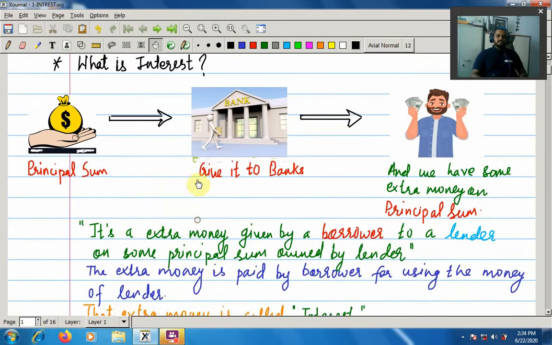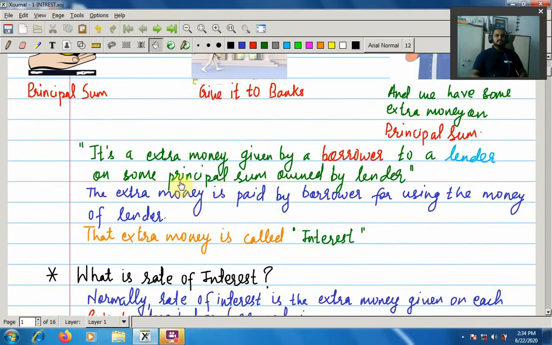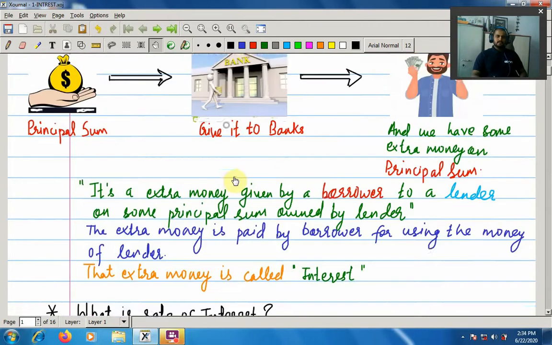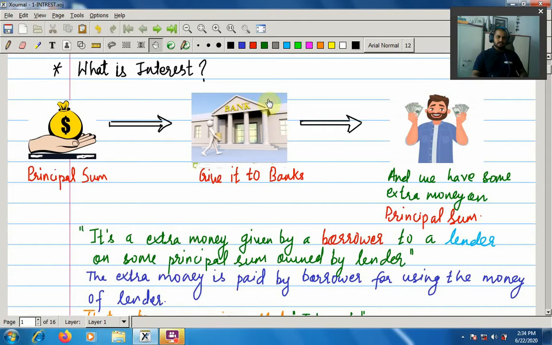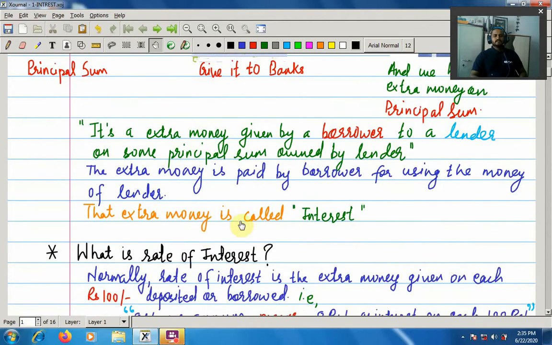So the definition for interest is the extra money given by a borrower to a lender on some principal sum owned by the lender. In this case, the bank is a borrower and I am a lender because I have some principal sum. That extra money is called interest.